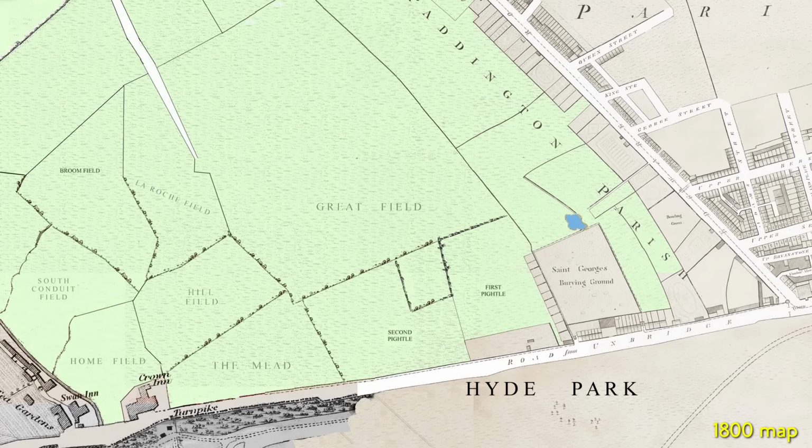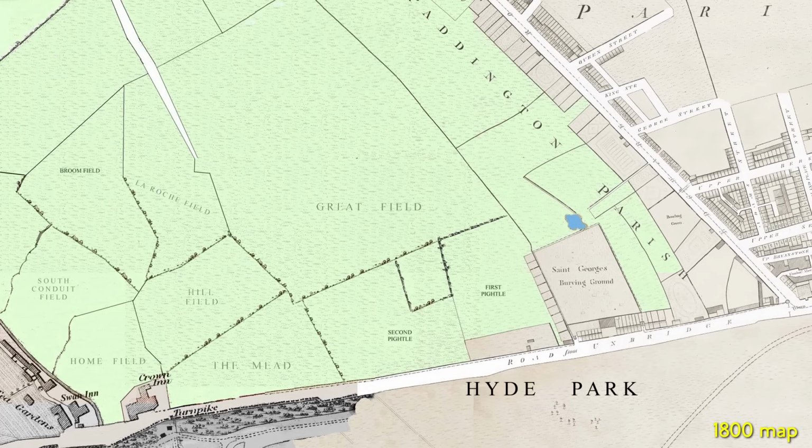And the Crown Inn, also shown, is exactly on the modern location of Lancaster Gate station, which we left earlier. On the far right side of the map is the junction of Bayswater Road and Edgware Road at Marble Arch. Between the Crown Inn and Marble Arch is the St George's Burial Ground, which we'll come to shortly.